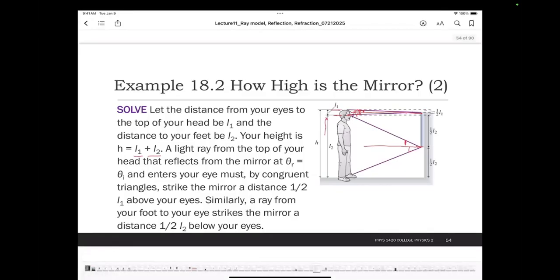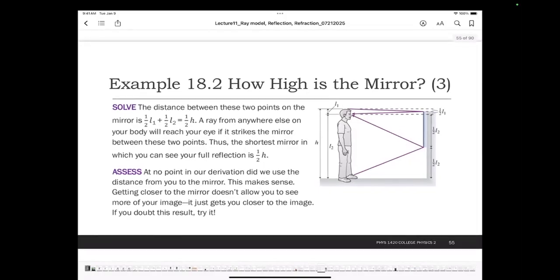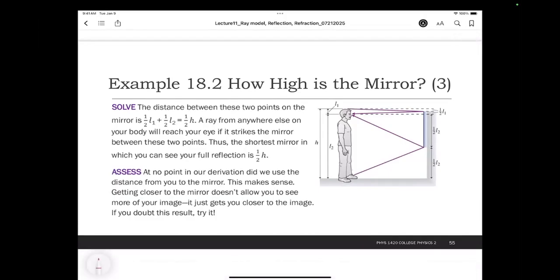At least, to ensure that the light can enter your eye. The distance between those two points on the mirror is half L1 plus half L2, equal to half H. A ray from anywhere else on your body will reach your eye if it strikes the mirror between these two points. For example, this one will enter here, and it will enter into your eye.